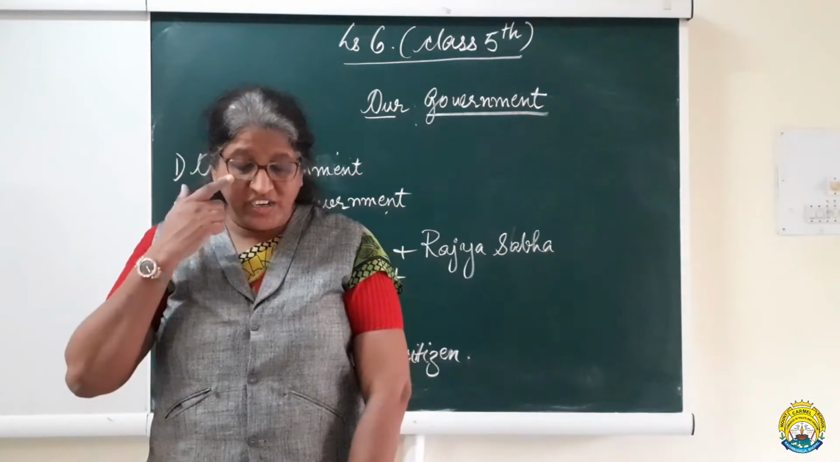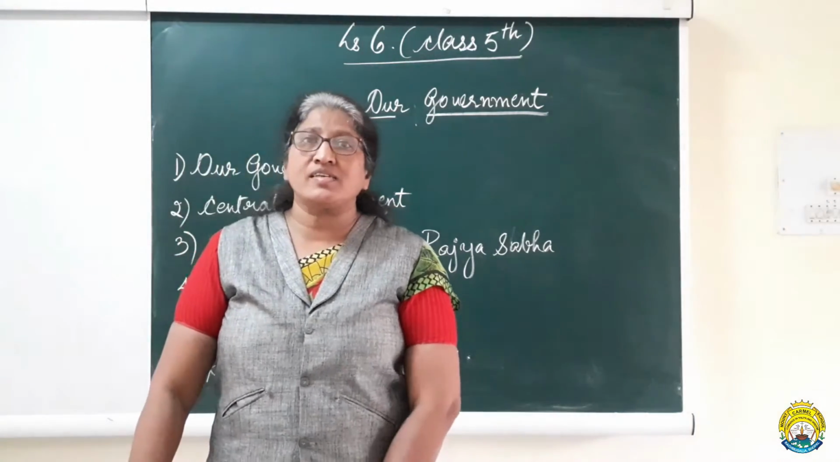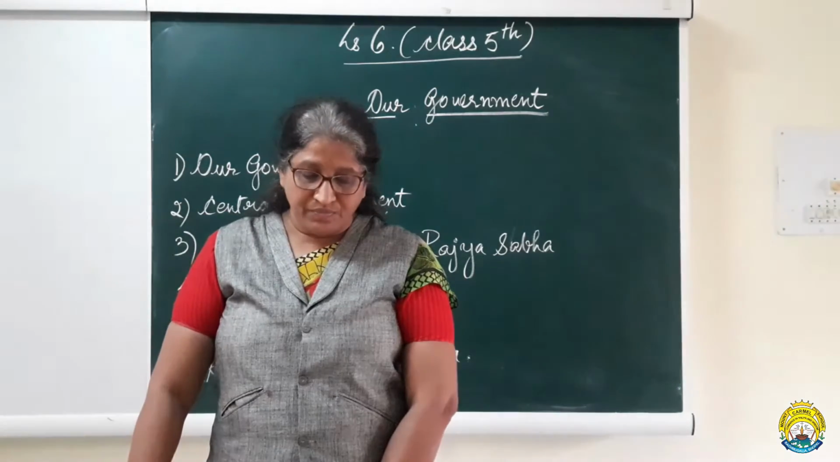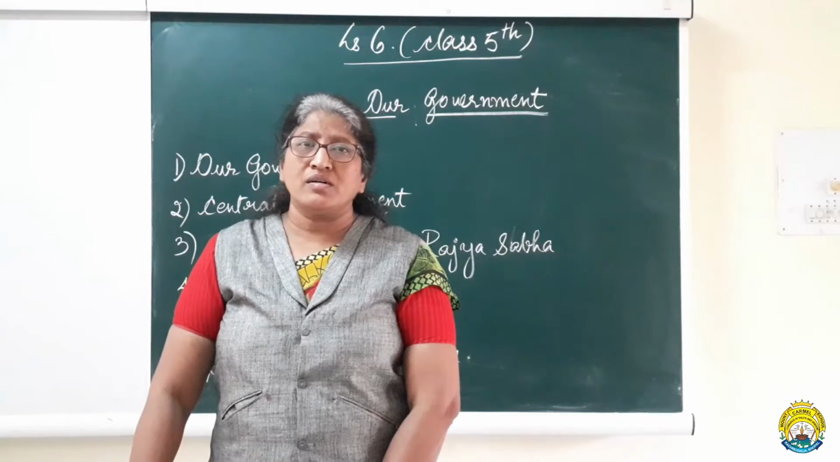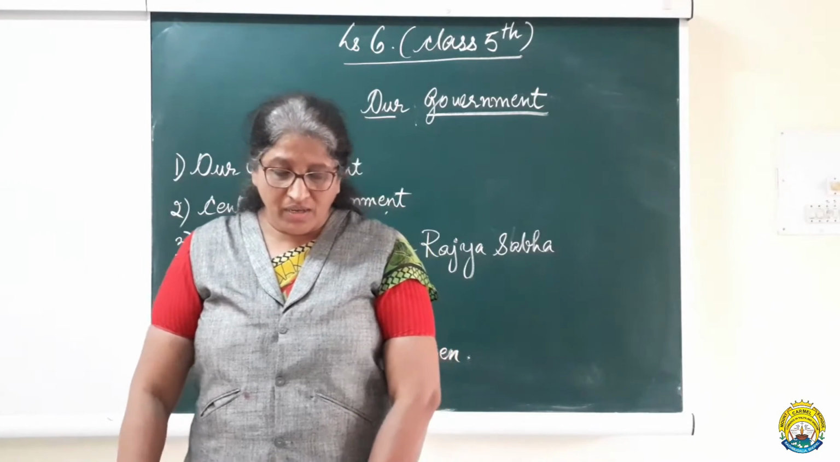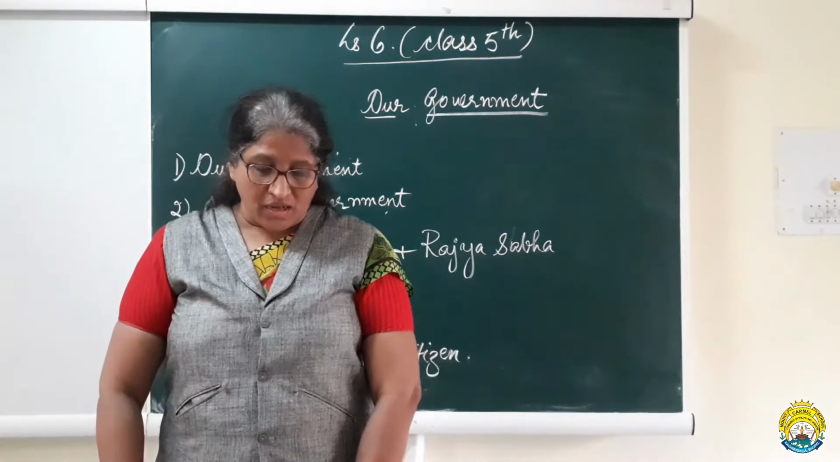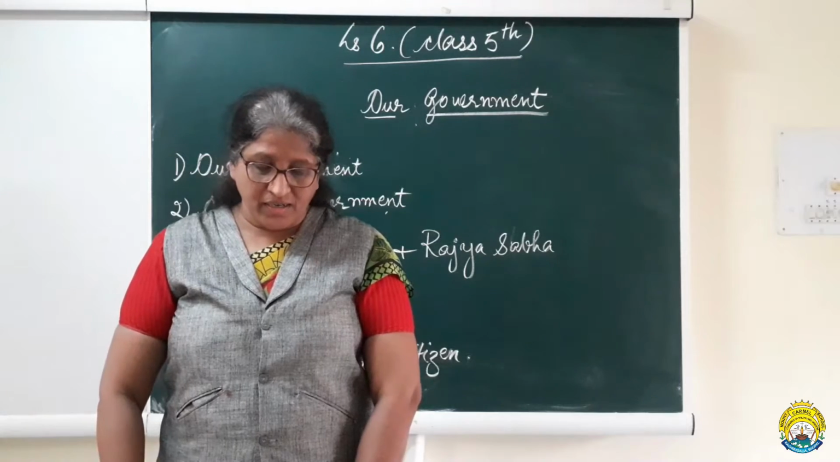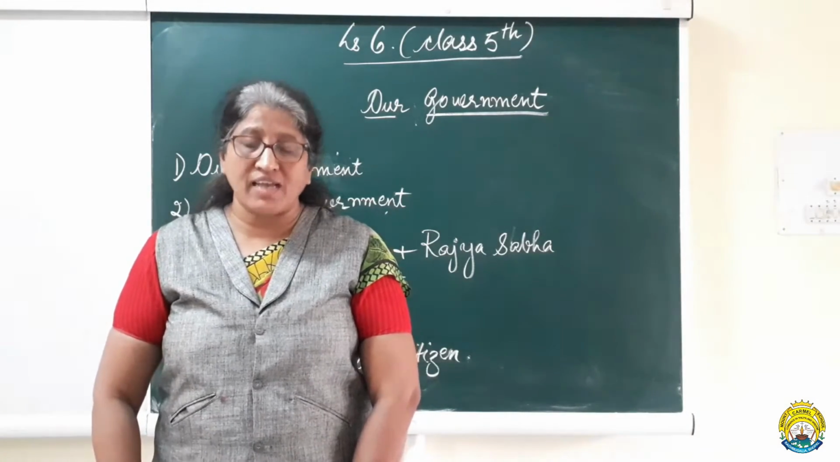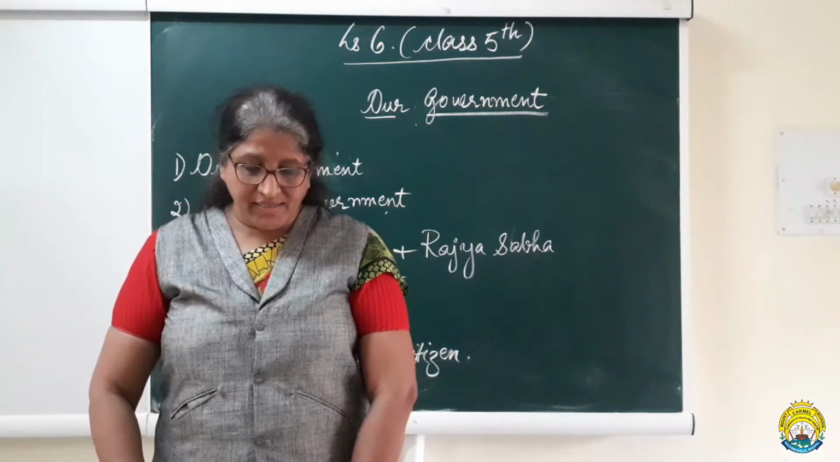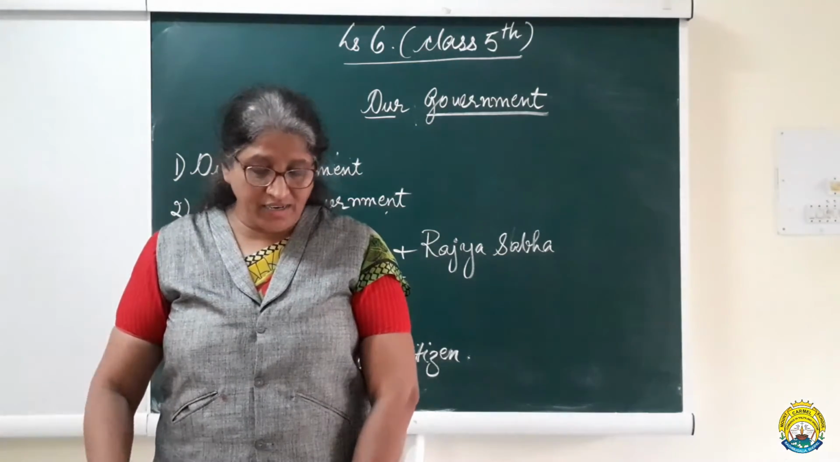Now, as we all know, India became independent on 15th August 1947 and the Constitution was adopted on 26 January 1950. According to the Constitution of India, India is a union of states. India has 29 states and 9 union territories.